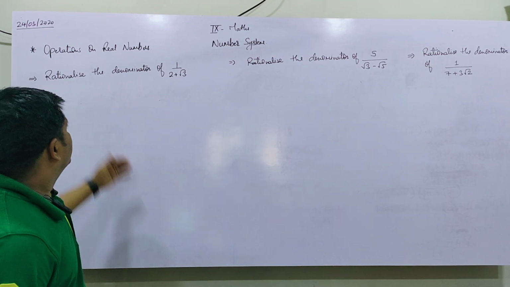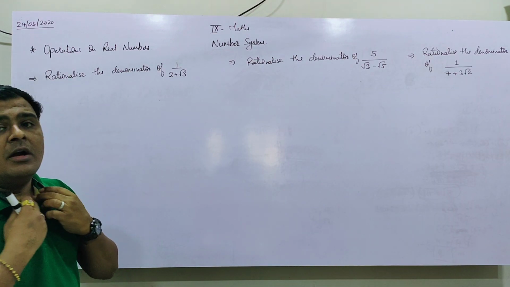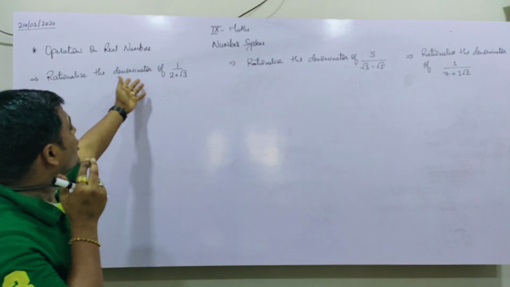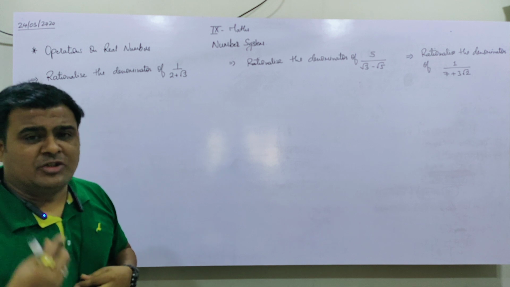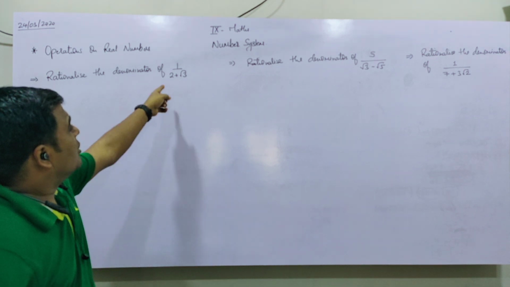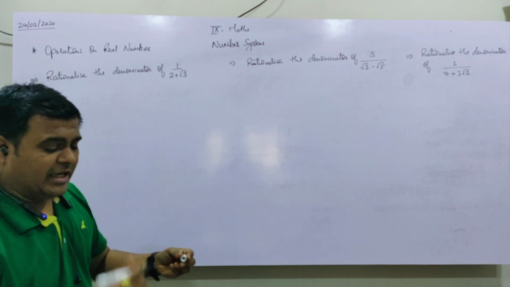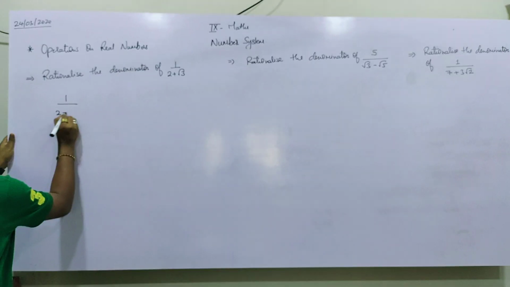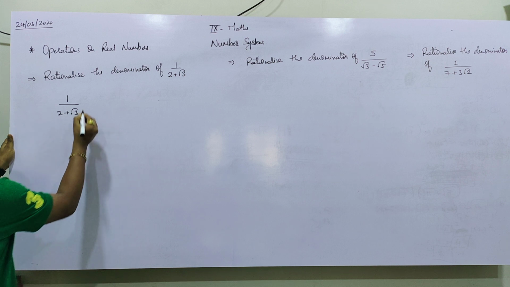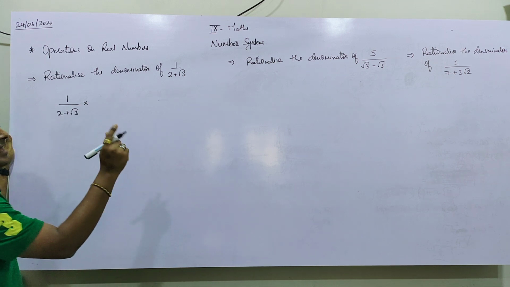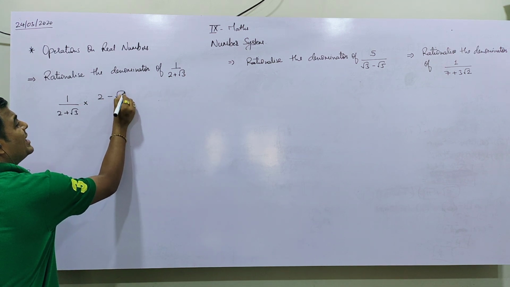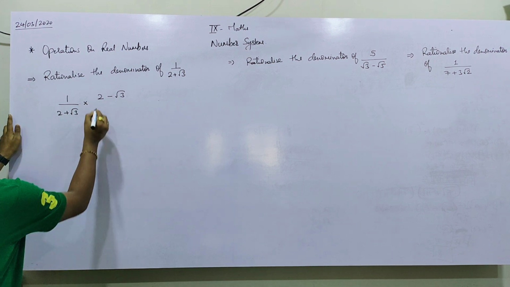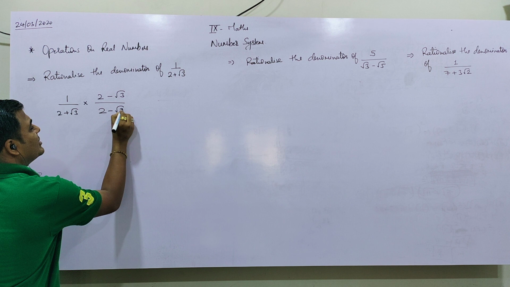Now let us see the rationalization of denominators. Rationalize the denominator of 1 upon 2 plus root 3. Here we have 2 plus root 3 as a denominator. So the first thing you have to do is multiply the numerator and the denominator by the same denominator with the opposite sign, 2 minus root 3. Remember, I am using the opposite sign upon 2 minus root 3.